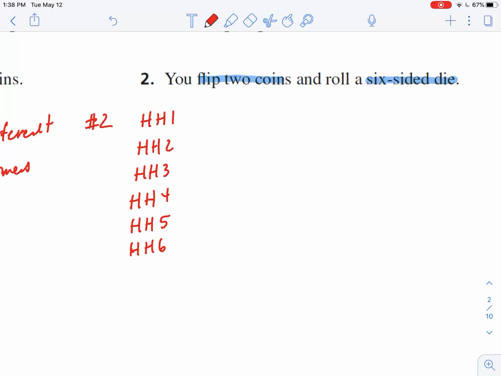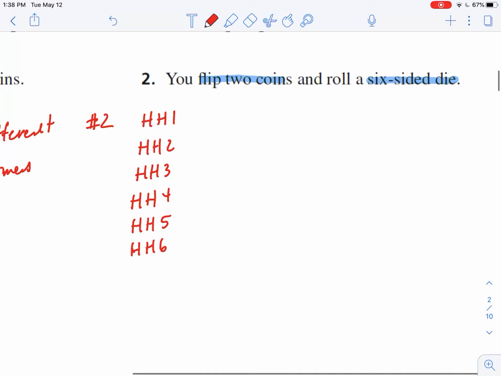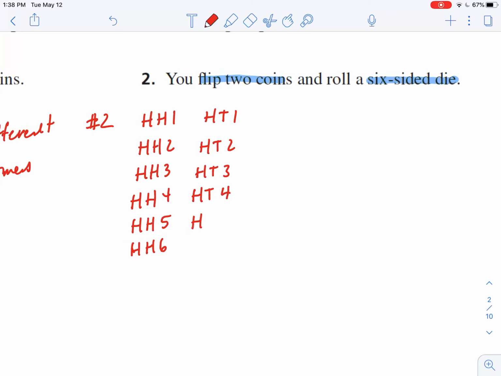Now, of course, with our flipping of the coins, we could have gone head, tail, followed by the number 1. The best piece of advice I can give you when you're asked to write out your possible outcomes is to do them in a way that makes a pattern. That way you don't miss or forget some. You're not just writing them down in a random hodgepodge way.